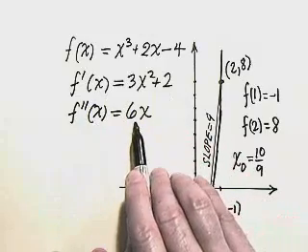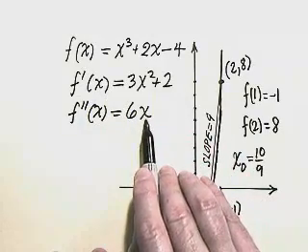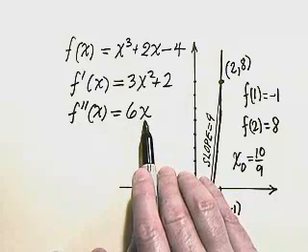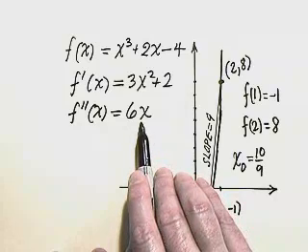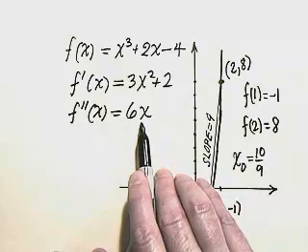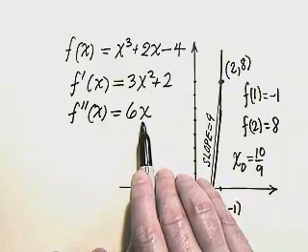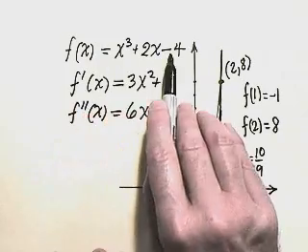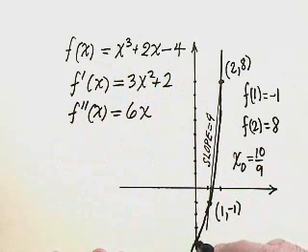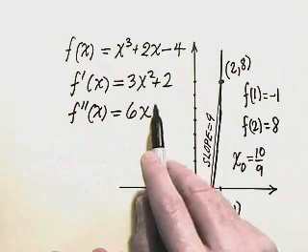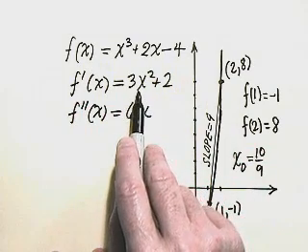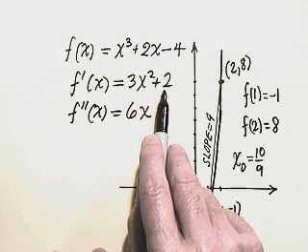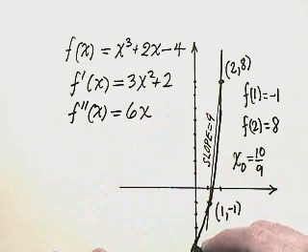Notice from the second derivative, we can tell this function is concave up for positive x and concave down for negative x. So its inflection point is at x equals 0. And at x equals 0, the value of the function is negative 4. So right down here at negative 4 is where we cross the y-axis, and that's our inflection point.